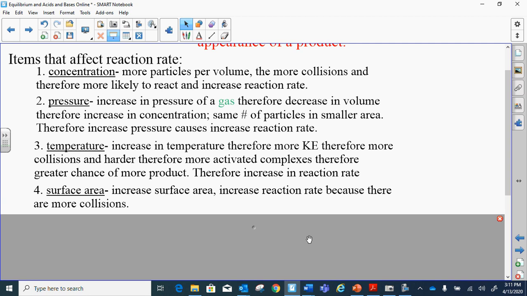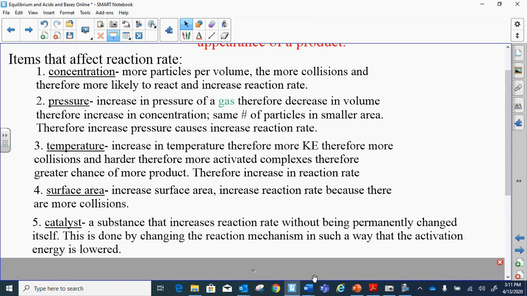Number 4, surface area. And I'm going to do an experiment later this week showing you how if you alter the surface area, you can adjust the reaction rate. So think about if you had a big block of chemical as opposed to little crystals. With a big block, there's not as much surface area exposed. With lots of crystals, there's lots of surface area exposed, and so therefore the chance of collisions is higher.